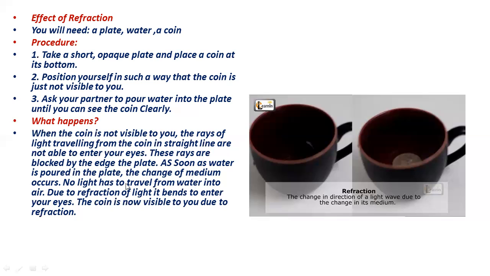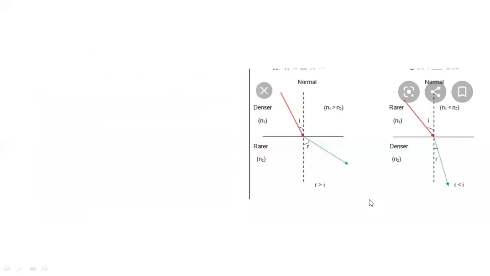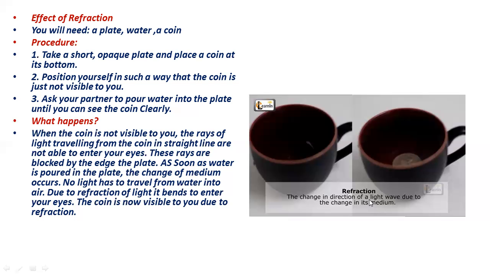Now the light has to travel from water into air. The rays are passing from water into air, so they bend away. Due to the bending of light, that bent light will enter our eye, and then we will be able to see the coin in the bowl.